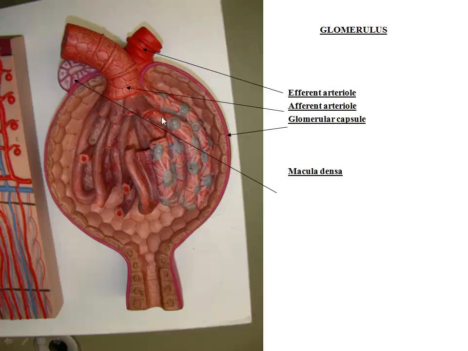Okay, this is a model of a glomerulus to help you imagine what that glomerulus is. So this is the incoming artery, that is the afferent artery, and this is the outgoing artery from the glomerulus. You can see the incoming afferent arteriole and the efferent arteriole. Now, once they enter a glomerulus, they again form branches of small capillaries here.